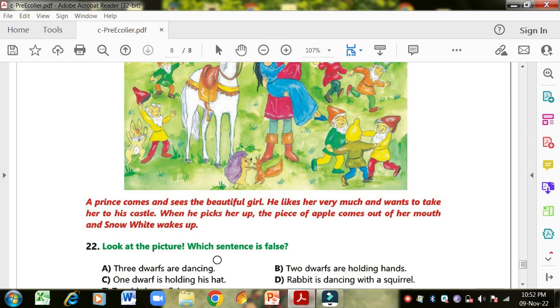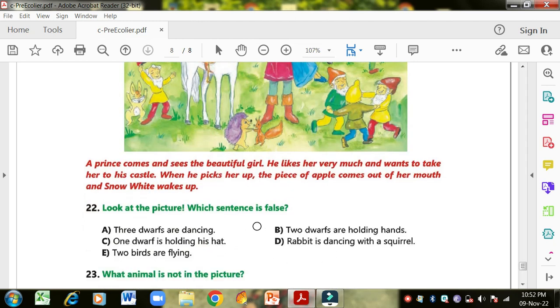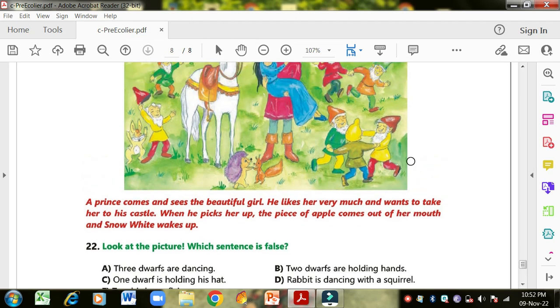Look at the picture. Which sentence is false? Now it means that all the sentences are correct except one sentence. So you have to read all the sentences. 3 dwarfs are dancing. Can you see the 3 dwarfs who are dancing? Yes, these are the three dwarfs who are dancing, that is correct. This is a true sentence.